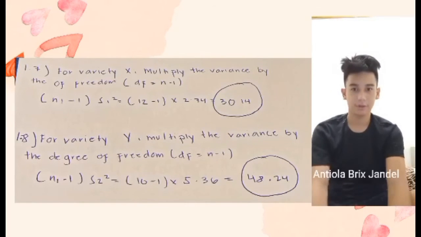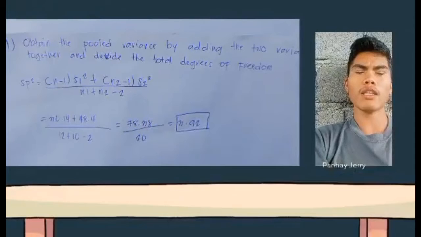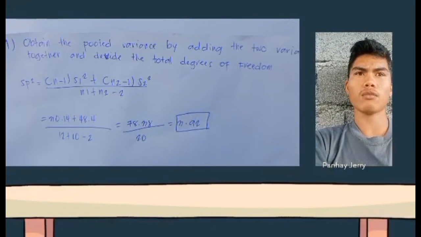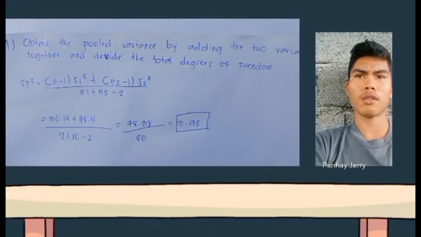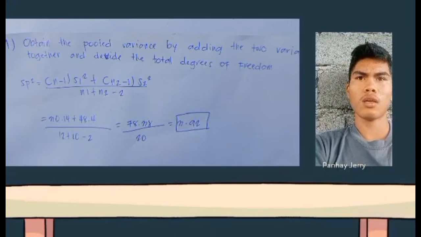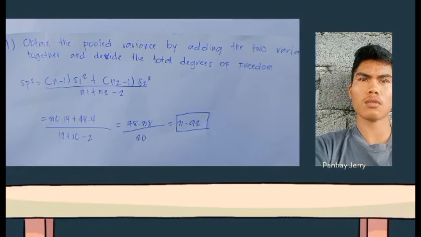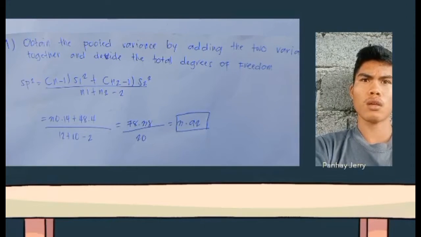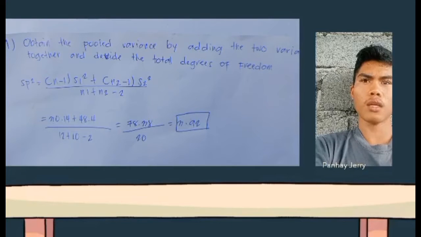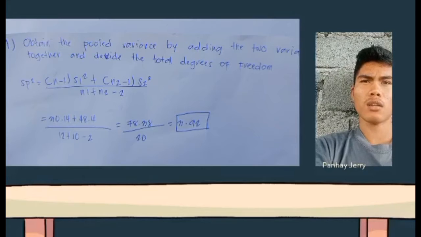48.24. Obtain the pooled variance by adding the two variances together and dividing by the total degrees of freedom. So we have the formula: Sp squared equals n1 minus 1 times s1 squared, our sample variance 1, plus n2 minus 1 times s2 squared, our sample variance 2, over n1 plus n2, our sample size 1 and sample size 2, minus 2 degrees of freedom. Then we add our two sample variances.